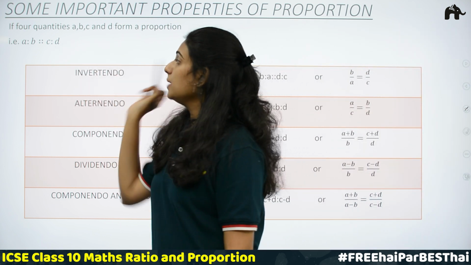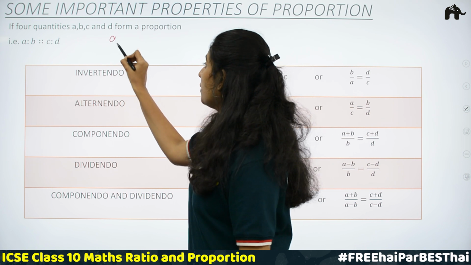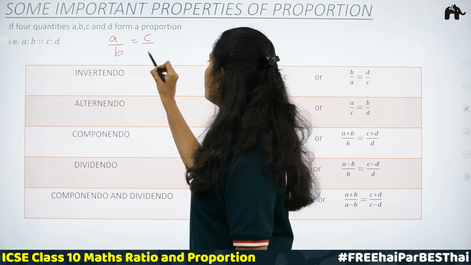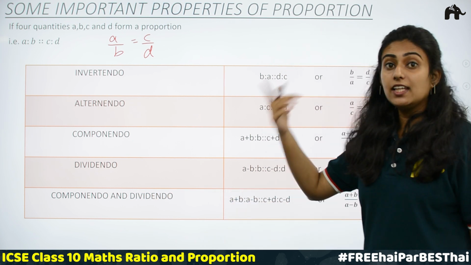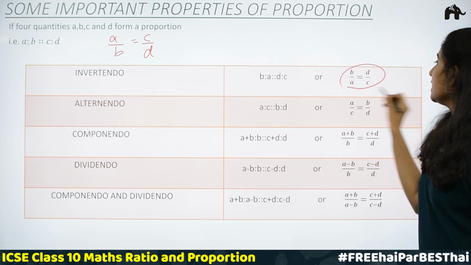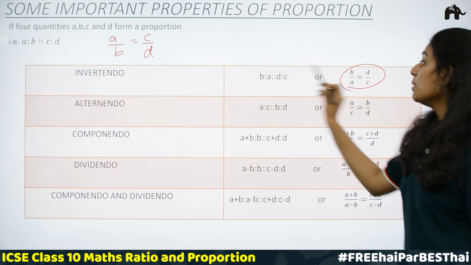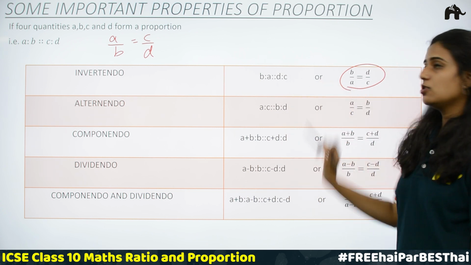If A is to B as C is to D, or A by B is equal to C by D, then according to the invertendo property, here we are taking the reciprocal, then B by A is equal to D by C, or B is to A as D is to C.